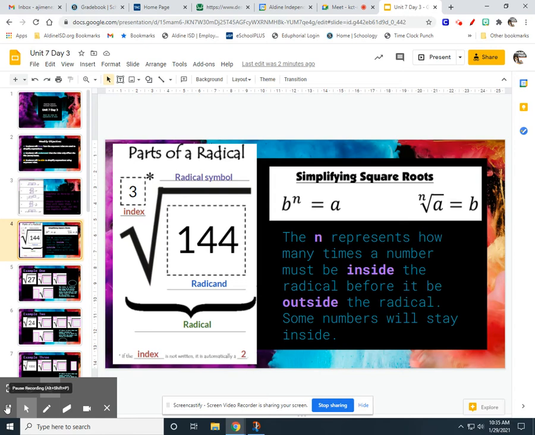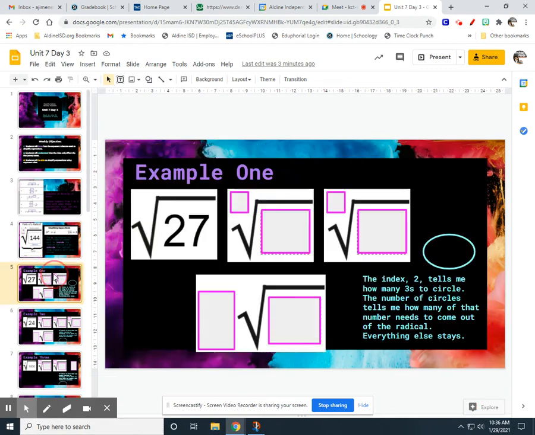You have b to the n is equal to a. So then it's doing the opposite operation. You're squaring something or raising something to a power, then you're going to take the nth root of that to get the original base back. The n represents how many times the number must be inside the radical before it can be outside the radical. Some numbers will have to stay inside if they're left over.